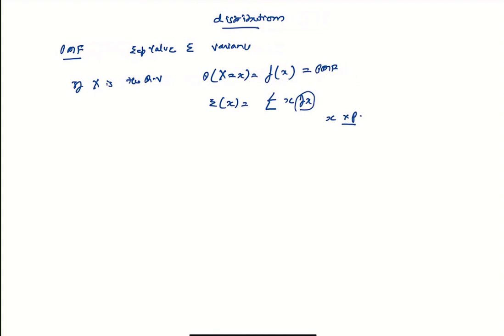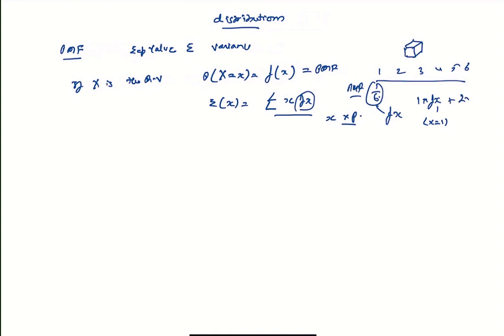As we had looked at with the dice, you get the values 1 2 3 4 5 6, and then you multiply by the PMF of each of them, which is going to be 1 by 6 in this case, which is nothing but f(x). So it is a weighted average: 1 times f(x) where x is equal to 1, plus 2 times f(x) where x is equal to 2, and that's exactly what we are doing here. It is sigma x f(x), the expected value of x.